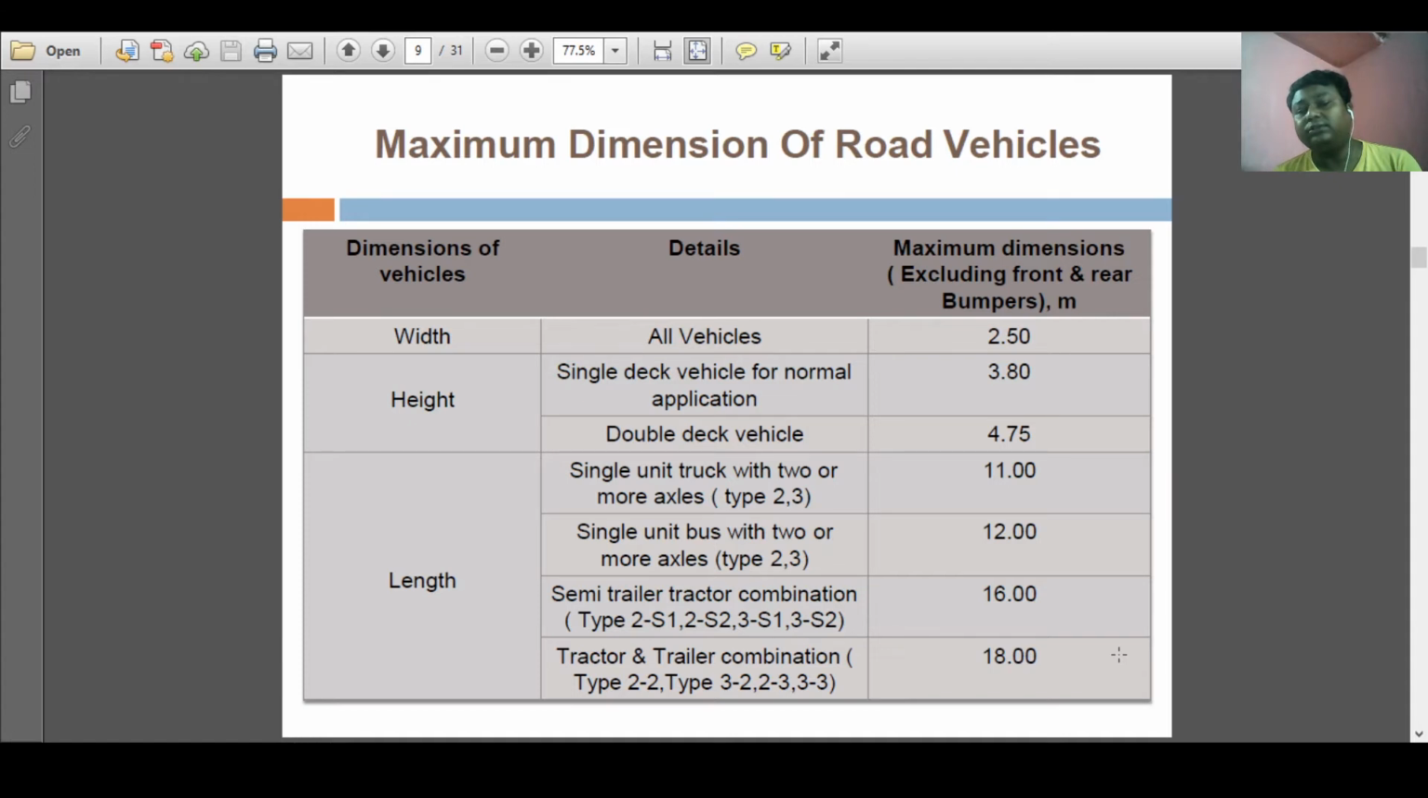Now the length is different for different categories of vehicle, because there are two wheelers, four wheelers, six wheeler trucks, 10 wheeler trucks, a tractor, a semi trailer tractor, a tractor trailer combination, and various others.